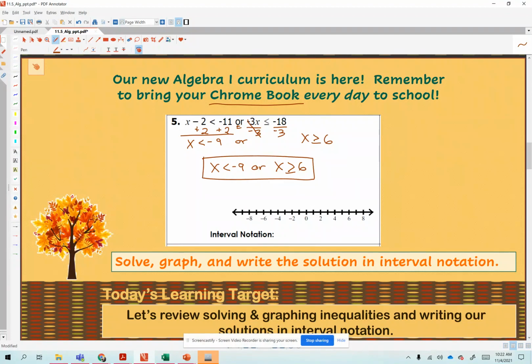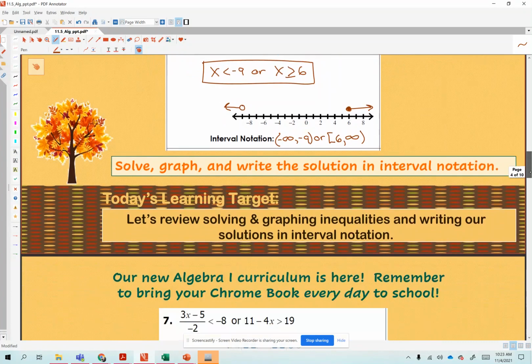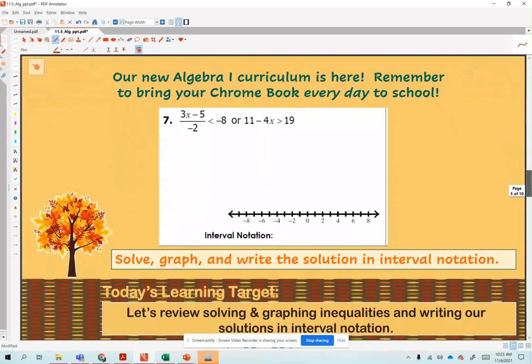So let's graph that. So we have an open circle here, -9, and a closed circle at 6. And our interval notation, always parenthesis with infinity and negative infinity. A bracket for the closed circle, which means that 6 is included as a part of the solution set. And there's our final answer. So let's go on to number 7.